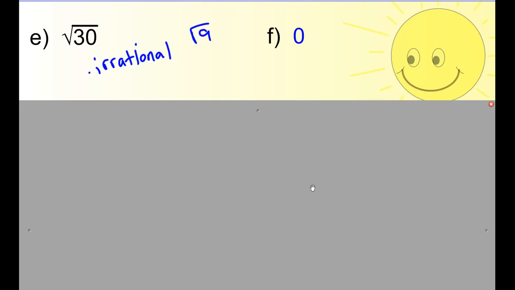Okay. Hopefully you said that 0 is rational. It is, because I could write this as a fraction, 0 over 1. It's also a terminating decimal, 0.0. So these are all different ways to show that this number is rational.